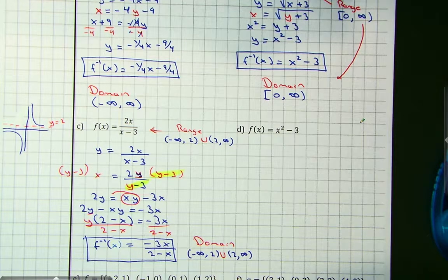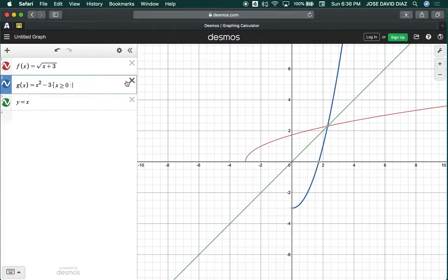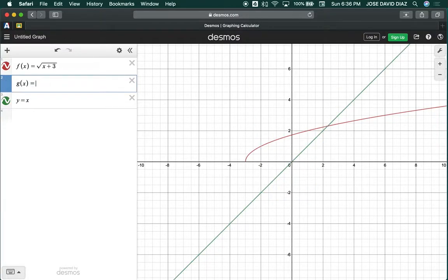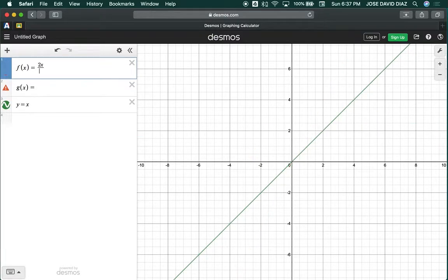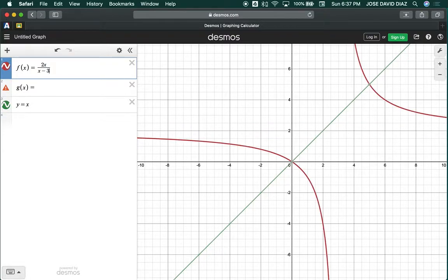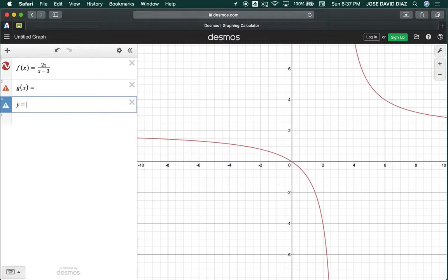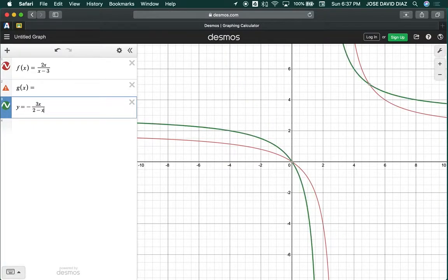And if we actually take the time to graph it on Desmos, the first function is 2x divided by x minus 3. So that's our horizontal asymptote at 2. Our vertical asymptote will be at 3. But now they'll switch places. So it'll be negative 3x over 2 minus x. And sometimes you'll see it. So you might notice that in this case, oh, time to run.